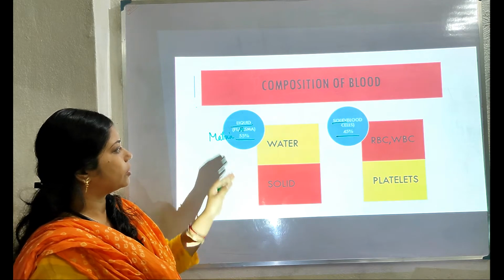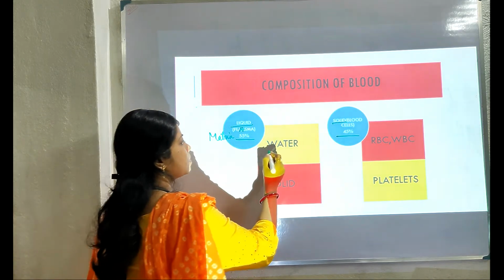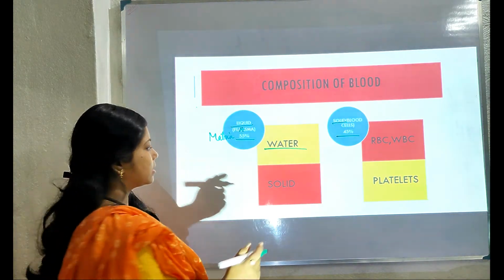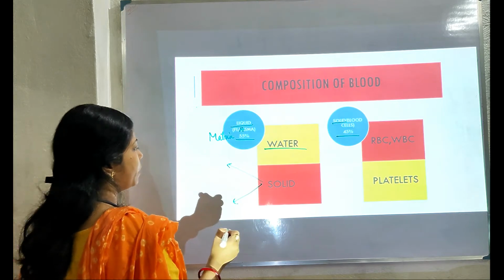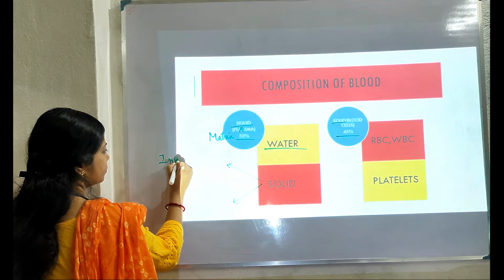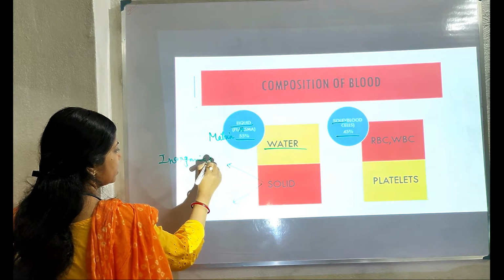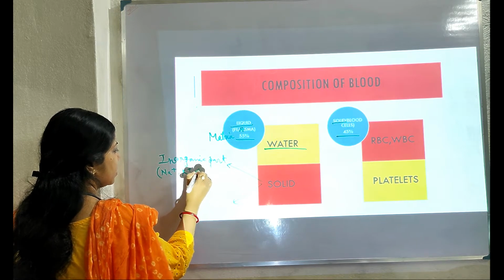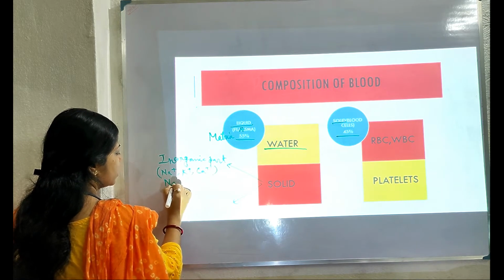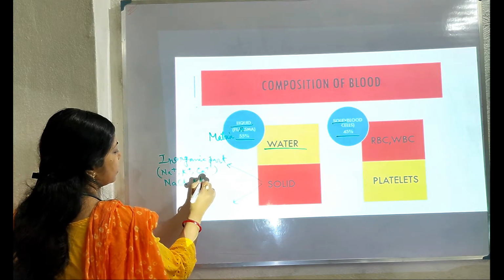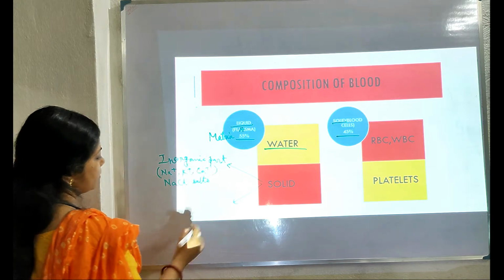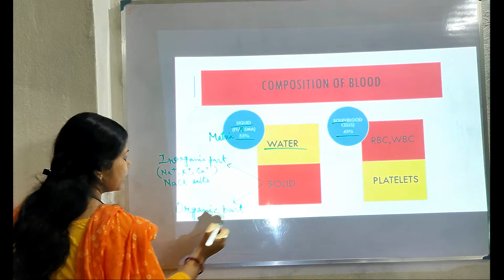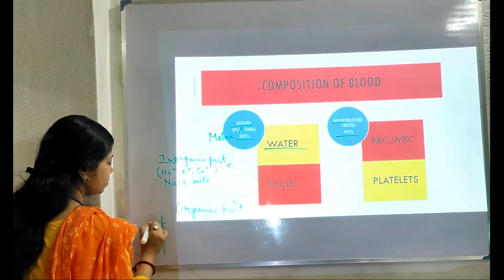Now what does the liquid part or the plasma contain? Plasma contains water and solid substances. The solid part of the plasma is again made up of two parts: the inorganic part, that includes different ions like sodium ion, potassium ion, calcium ions, and also salts like sodium chloride, etc. These are present as the inorganic part of the plasma, whereas the organic part of the plasma contains different types of proteins.